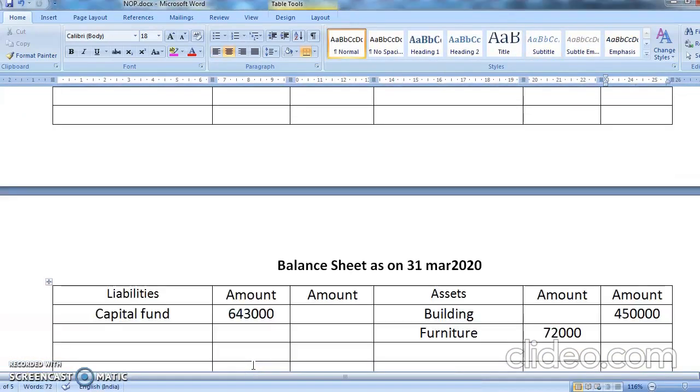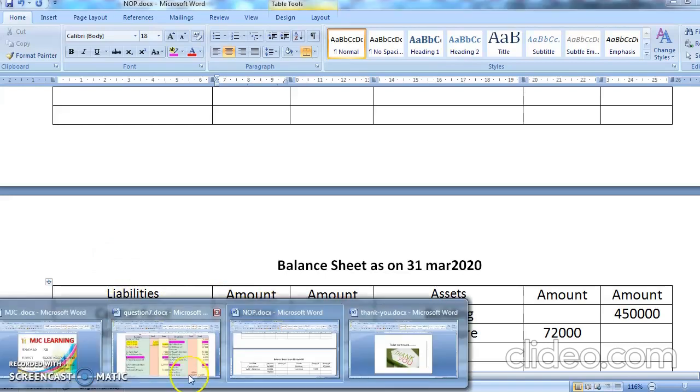Donation will be added in the capital account. So I'll write here add donation. How much is the donation? 61,000. So when I add both the things, how much am I getting? Yes, I'm getting 7,04,000. So the totaling of this 6,43 plus 61,000 is that much.